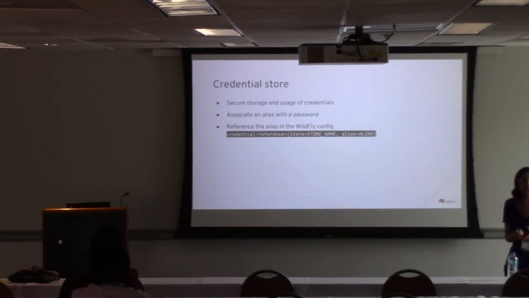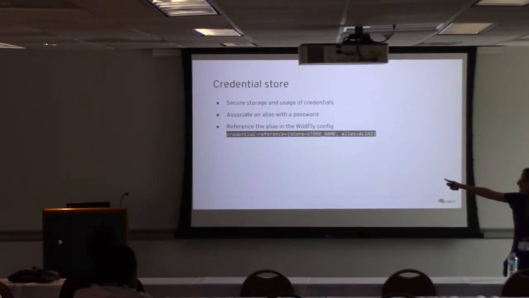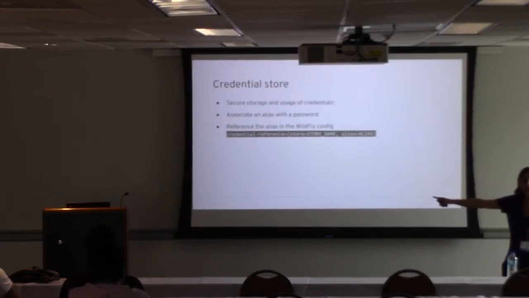Elytron also provides secure credential stores, and these are used for secure storage and use of credentials. The way they work is that they allow you to associate an alias with a credential. You can then reference that alias directly in the WildFly configuration file, so you don't have to specify your credential directly. As an example here, you'd specify something like credential reference, and then you'd give the store name, which is the name of the credential store that you want to use, and then you'd specify which alias you'd like to use, and that represents the credential that you want to reference.